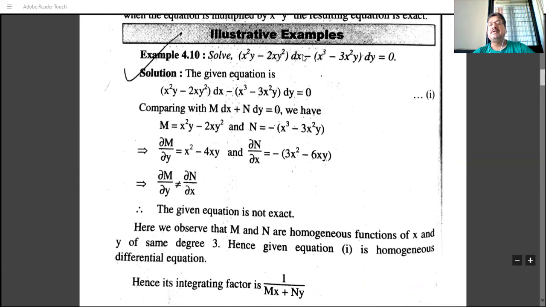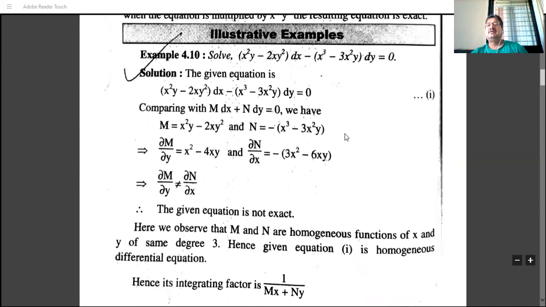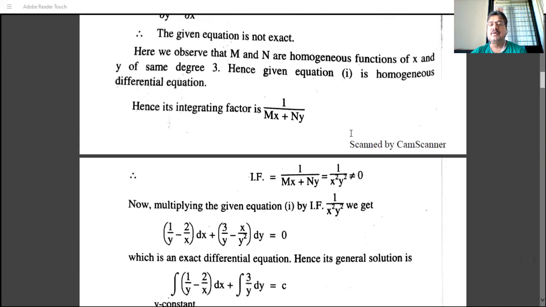So the given differential equation is this, and the answers for the multiple choice question are given, suppose 1 by x square y square, 1 by x square plus y square, x square y square, and 1 by xy. So the correct answer is what? The integrating factor is not x square y square. Mx plus Ny is not the integrating factor. 1 by Mx plus Ny is the integrating factor. 1 by x square y square is the integrating factor. x square y square is not the integrating factor.